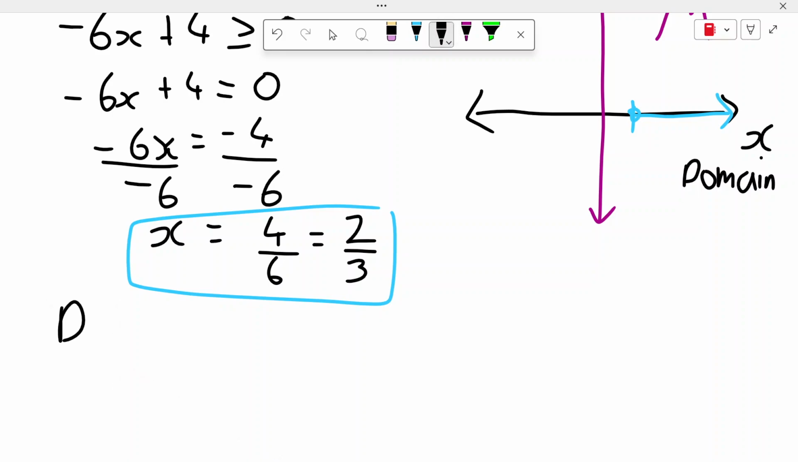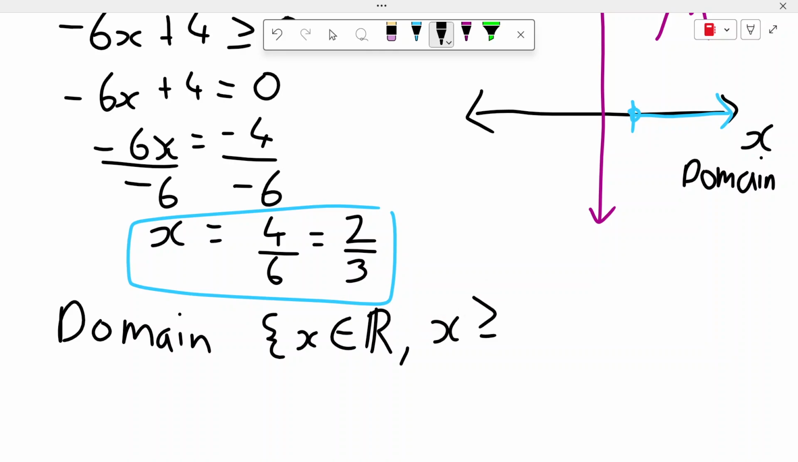So we say for domain, let me try that again. x is an element of all real numbers, and x must be greater than or equal to 2 divided by 3. Boom, there's one mark. Now we consider range, okay?